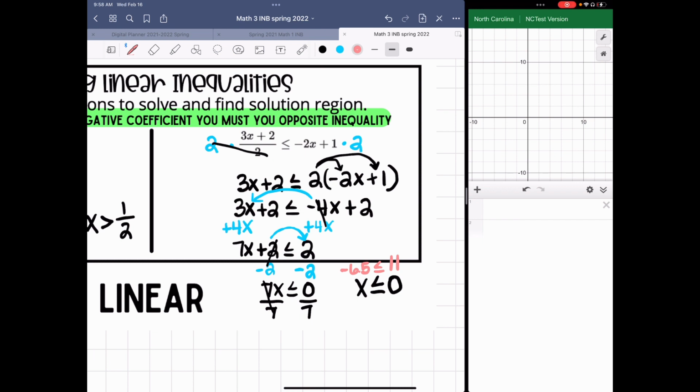All right, I'm going to stop with linear, and you guys are going to work on part of the Delta Math for today. And I will start back with you guys on the quadratics and absolute value.